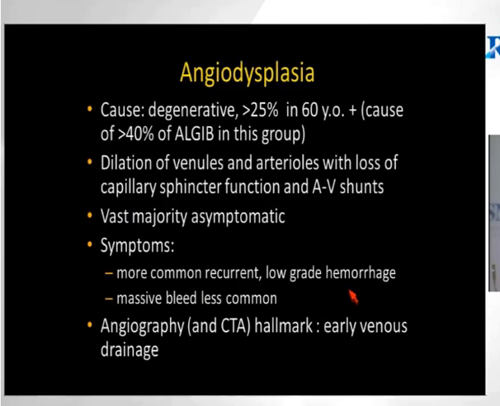About 25% of individuals older than 60 years old will have foci of angiodysplasia in the colon. Pathologically, it's dilated venules and arterioles with loss of the capillary sphincter function between the two, with AV shunting. The vast majority are asymptomatic. When they do present with symptoms, most patients will have chronic, not very significant blood loss with anemia. Occasionally, it will present with a massive bleed that brings a patient to the emergency room.